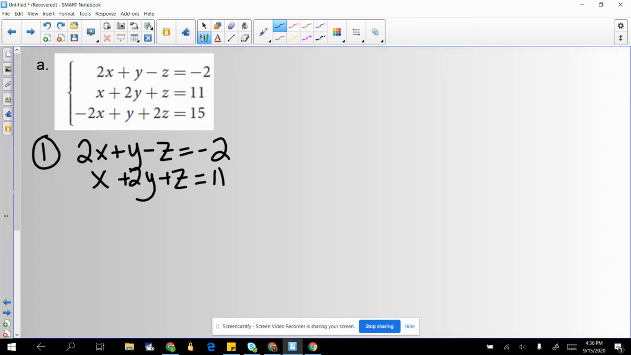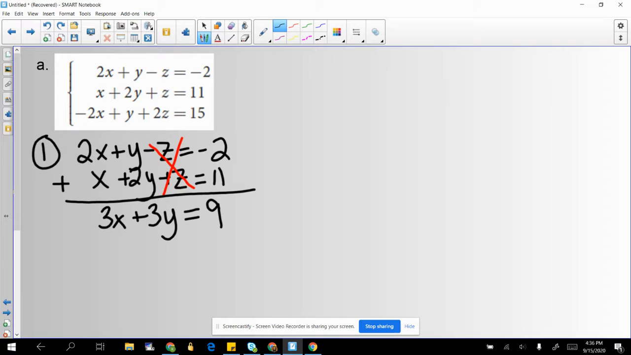Okay, so the reason I chose z is because right away I can see with a negative z and a positive z that those are going to get eliminated. Okay, so now I'm just going to go ahead and add. So 2x plus x is 3x. Y plus 2y is 3y. And then the z's cancel. Negative 2 plus 11 is 9.